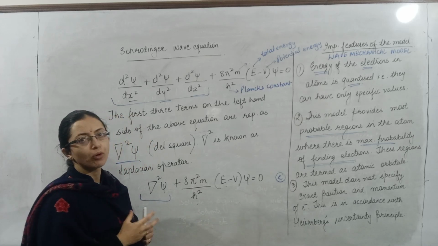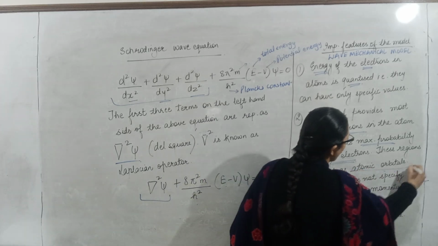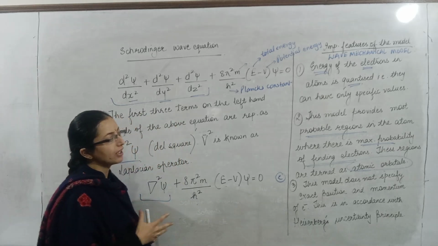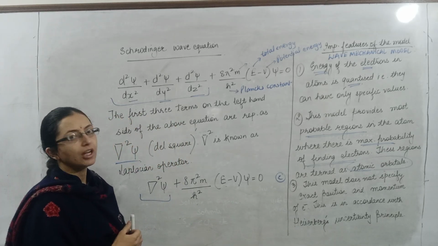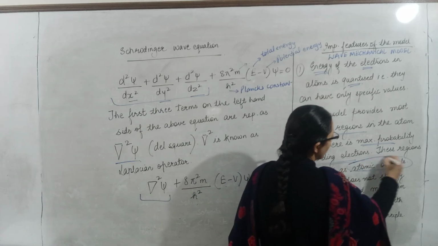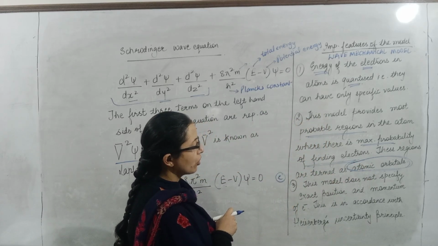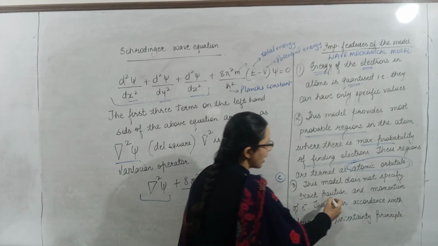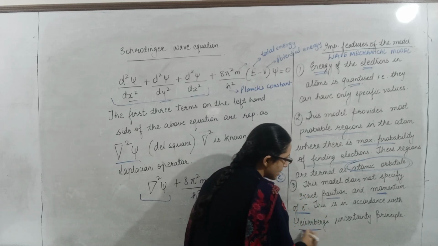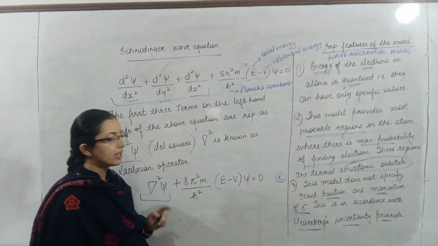Now, such regions with the probability of finding electrons is maximum, they are termed as atomic orbitals. ठीक है, regions where the probability of finding electrons is maximum, they are termed as atomic orbitals. So this concept provides information about the atomic orbitals. Then, because this model does not specify the exact position and momentum of electron, it is in accordance with Heisenberg's uncertainty principle. ठीक है, हाइसेनबर्ग ने क्या किया था?